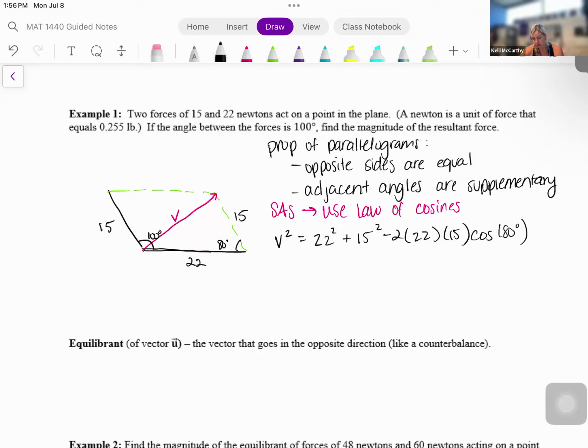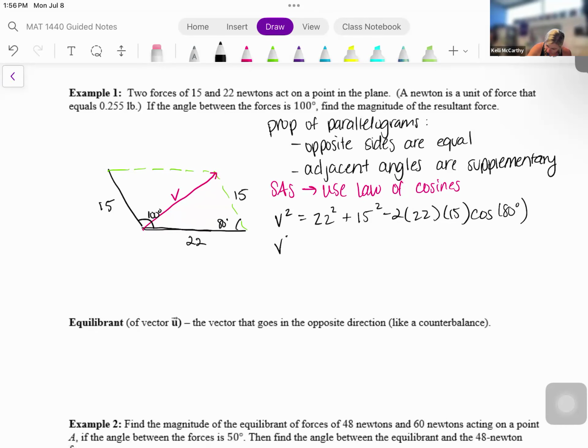So the magnitude of our resultant squared is equal to 22 squared plus 15 squared minus 2 times 22 times 15 times cosine of 80 degrees. If we evaluate this, we're going to get that the magnitude squared is 594.392, and that decimal keeps going. And we're going to take the square root of this exact value. We find that the magnitude of the resultant is going to be 24.38 newtons.